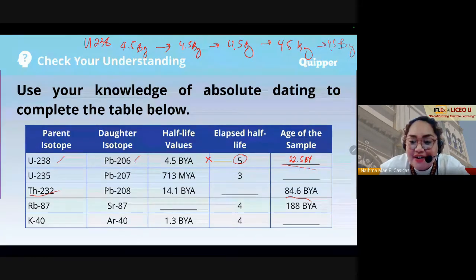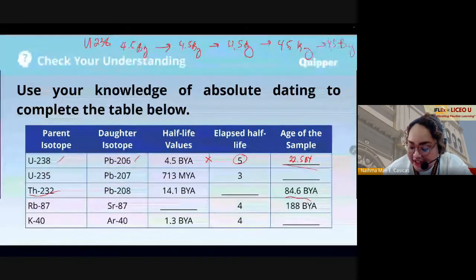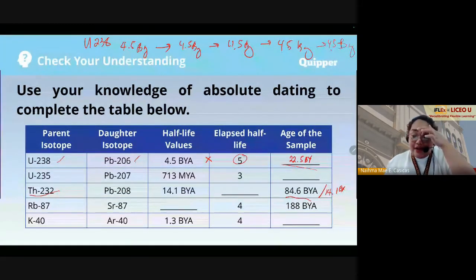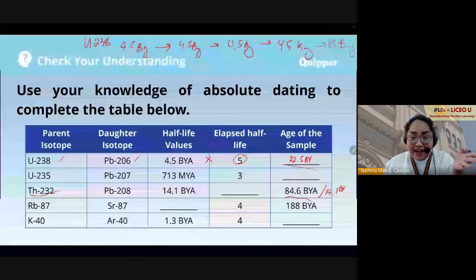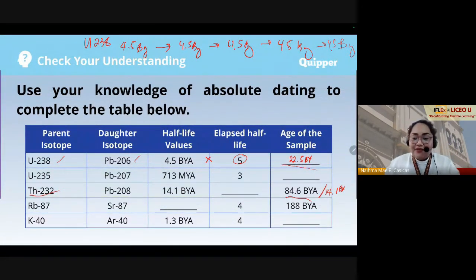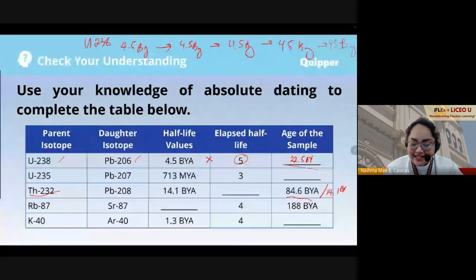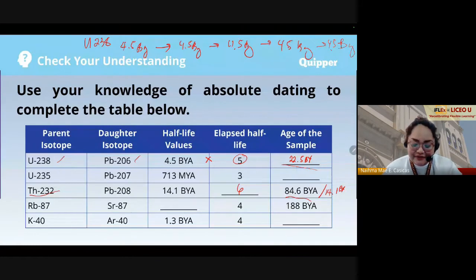Okay, Ilea, how did you get 6? You divided. All right, very good. So basically, you just divide 84.6 by 14.1 billion years. The question is how many half-lives it went through, so how many times 14.1 fits. That's basically 84.6 divided by 14.1, and you'll get 6 cycles of half-life.